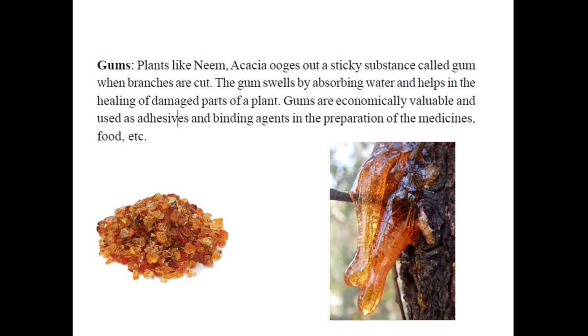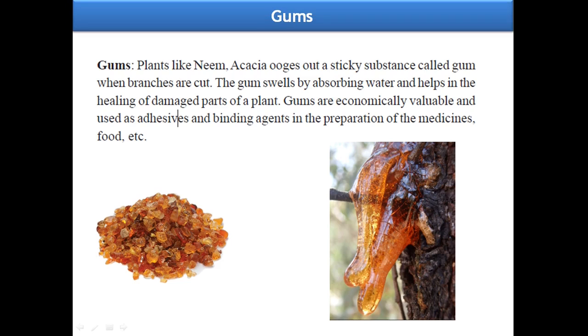Coming to the gums, plants like neem and acacia ooze out a sticky substance called gum when branches are cut. The gum swells by absorbing water and helps in the healing of the damaged part of the plant. In this way, the gums are useful to the plant. Gums are also economically valuable and are used as adhesives and binding agents in the preparation of medicines, food, etc.